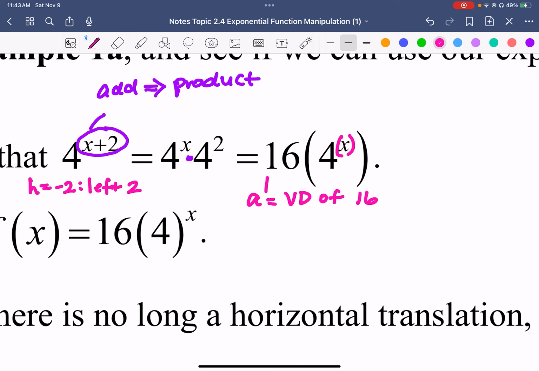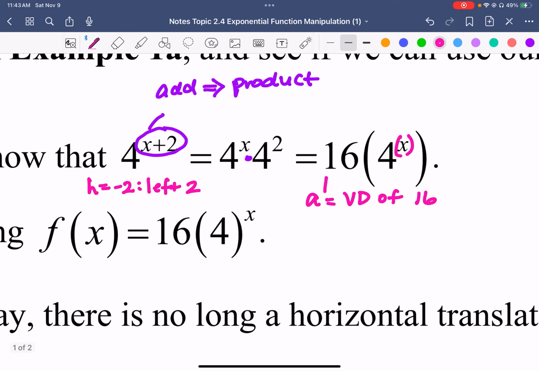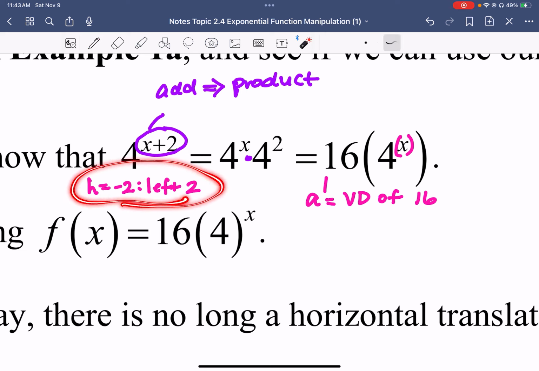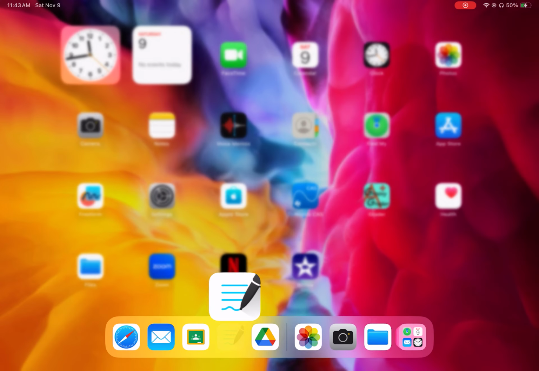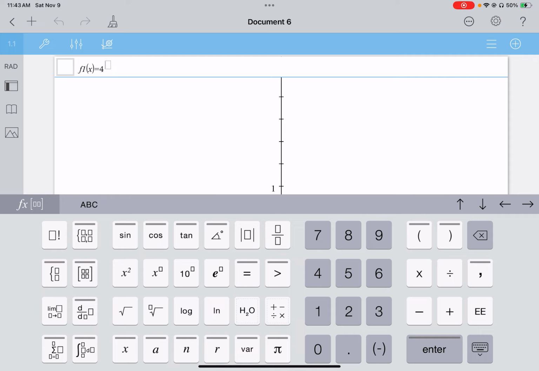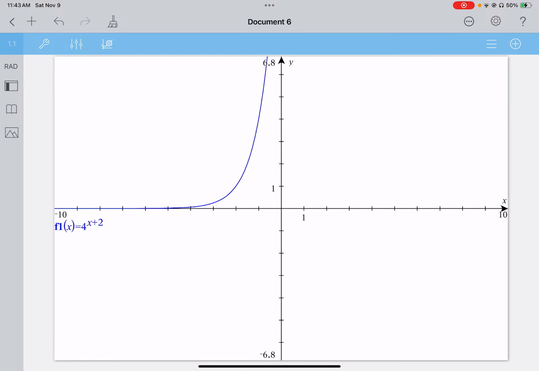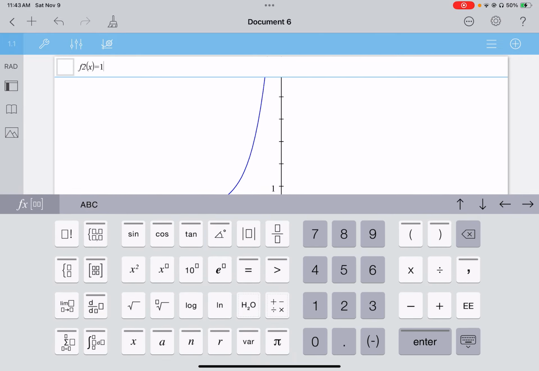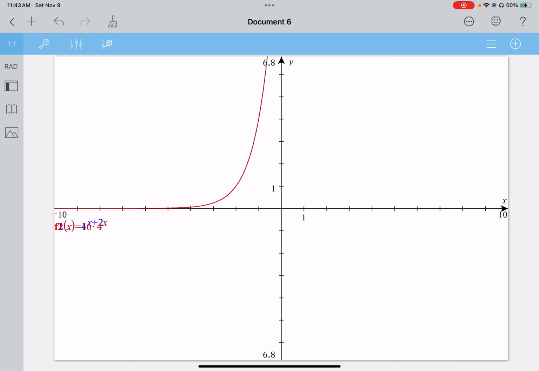16. So we're saying that all of these are equivalent, but they look completely different and the transformations are different. How can we say that if we go to the left 2 and we apply the product property, we have an equivalent expression, but it's now a vertical dilation of 16? Let me graph it for you so you can see that they are actually equivalent. I'm going to graph first 4 to the power of x plus 2. Okay, there you have it. Now I'm going to graph our final answer, 16 times 4 to the power of x. And they are equivalent.